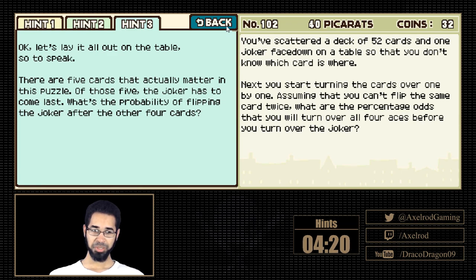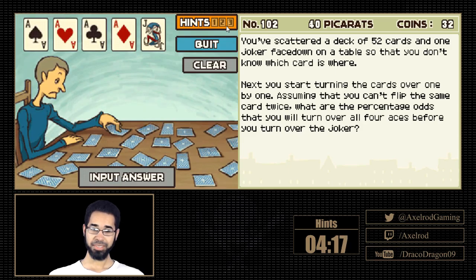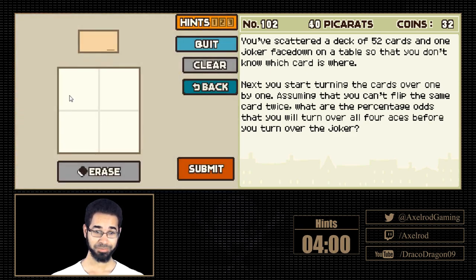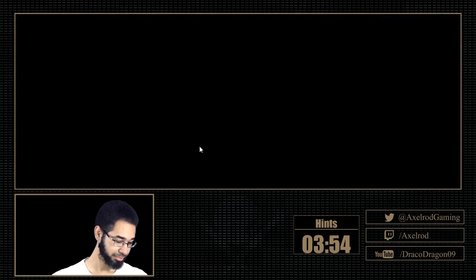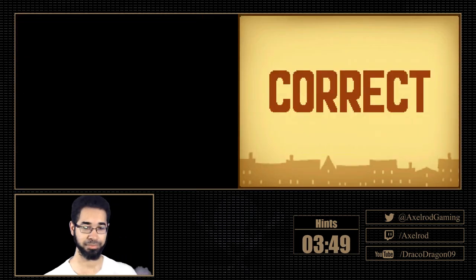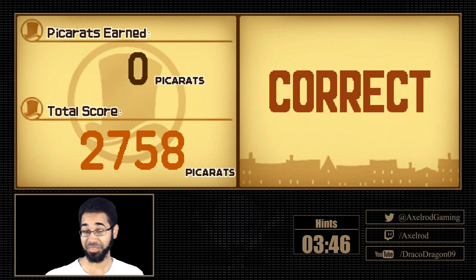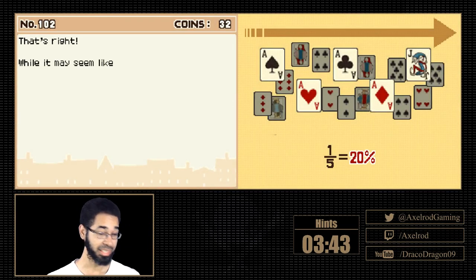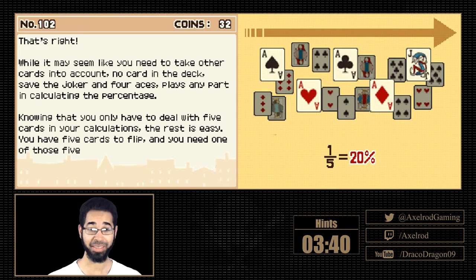What's the probability of flipping the joker after the other 4 cards? It's 100. I don't feel comfortable entering in 100, so I'm going to look this one up. My answer is 20. The solution is 20. That should do it. Math puzzles are hard. Critical thinking is good. Good to know that I would have gotten it right. I can still do terrible math when I have help.